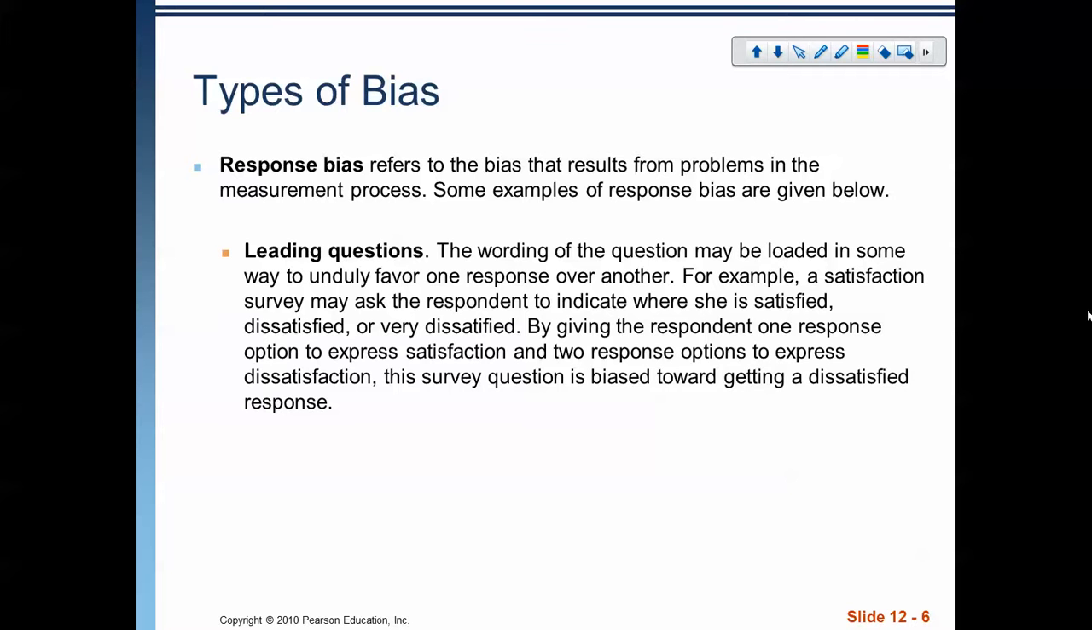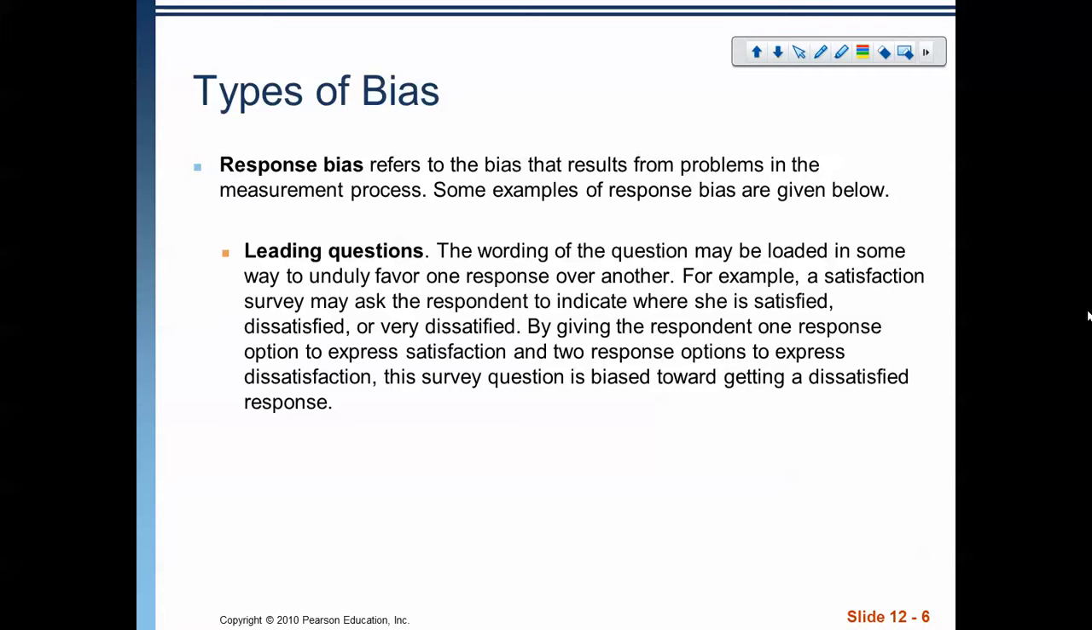For example, a satisfaction survey may ask the respondent to indicate whether she is satisfied, dissatisfied, or very dissatisfied. By giving the respondent one response option to express satisfaction and two response options to express dissatisfaction, the survey's question is biased towards getting a dissatisfied response. If I have three ways to answer it, and two of them indicate one thing and one of them indicates the other, you're more likely to get the one that has two.